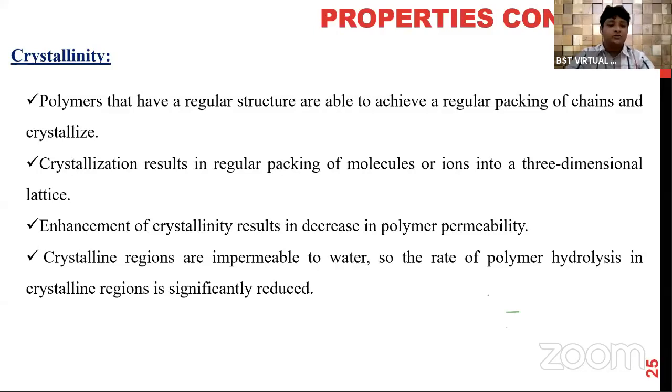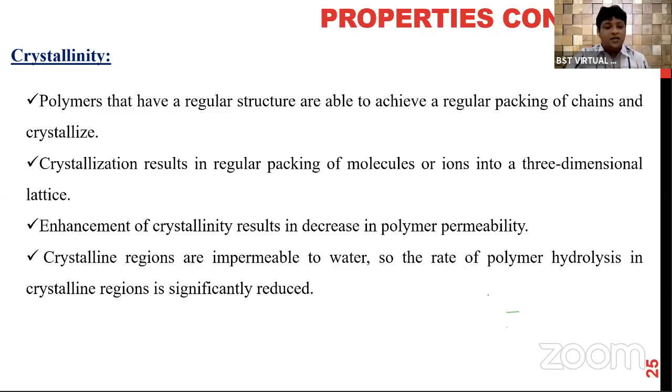Like we see a three-dimensional picture or photo, the arrangement of the structure is three-dimensional in nature. So the bonds established between these atoms cannot be easily penetrated by the solvent. Enhancement of crystallinity results in a decrease in polymer permeability. If you increase the crystallinity, definitely the permeability of solvent through these bonds will be very less. So we can say that solubility will also decrease.